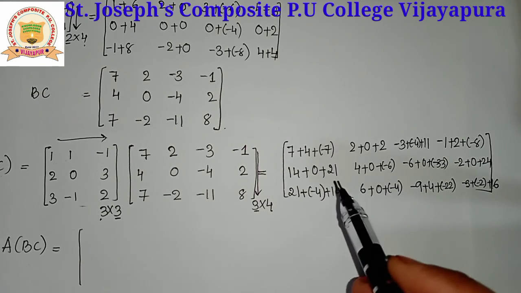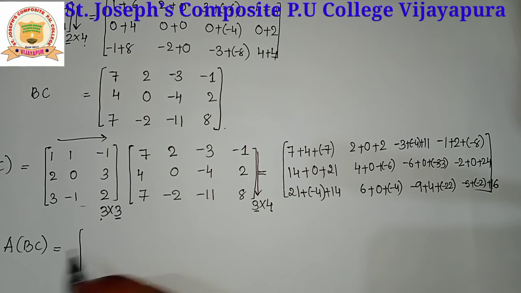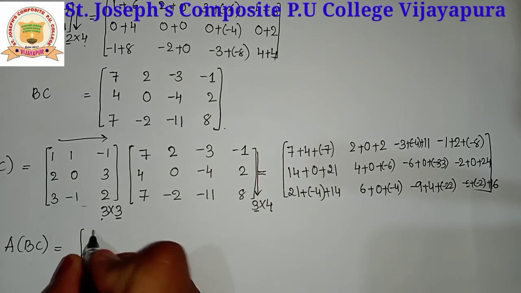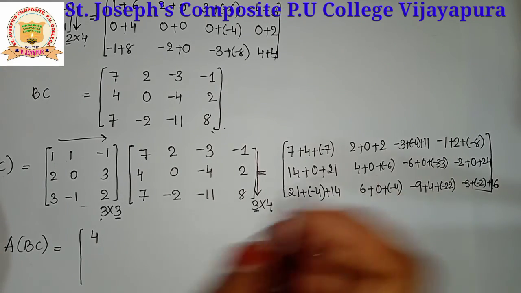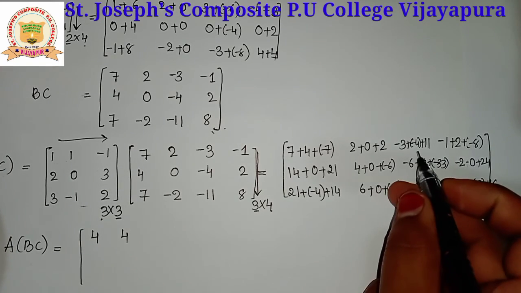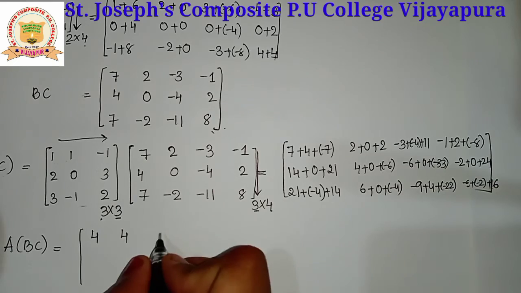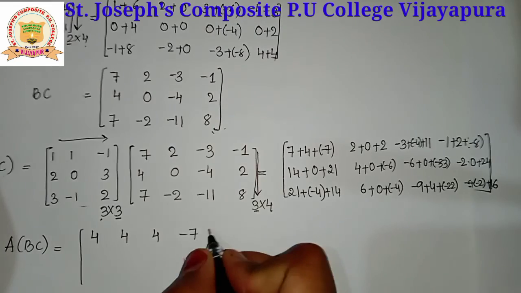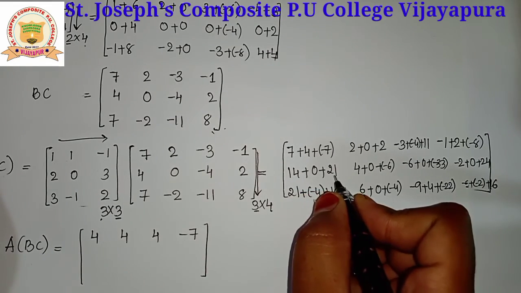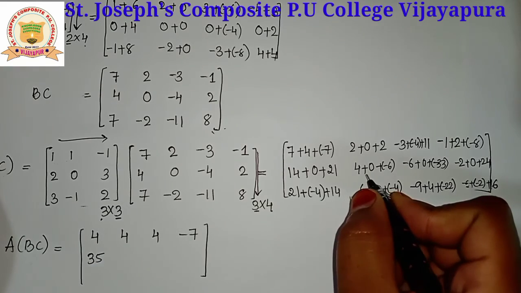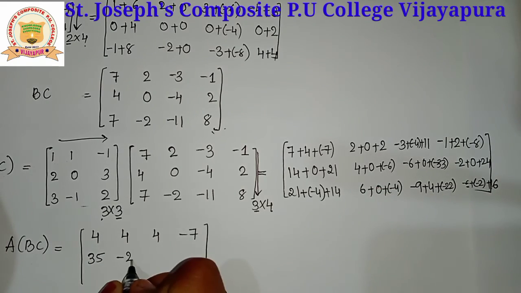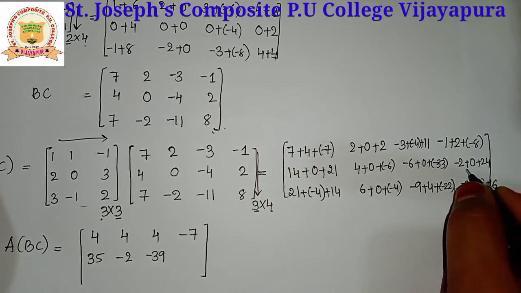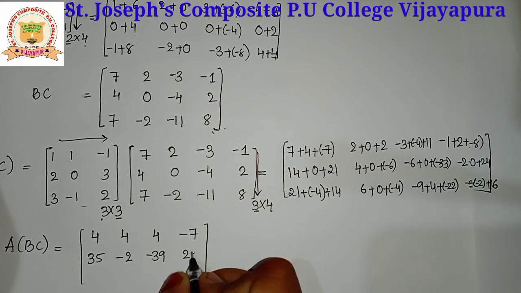Now simplify this to get the A into BC matrix. So 7 plus 4 minus 7 is 4. 2 plus 0 plus 2 is 4. Minus 3 minus 4 plus 11 is 4. And minus 1 plus 2 minus 8 is minus 7. 14 plus 21 is 35. 4 minus 6 is minus 2. Minus 6 minus 33 is minus 39. Minus 2 plus 24 is plus 22.